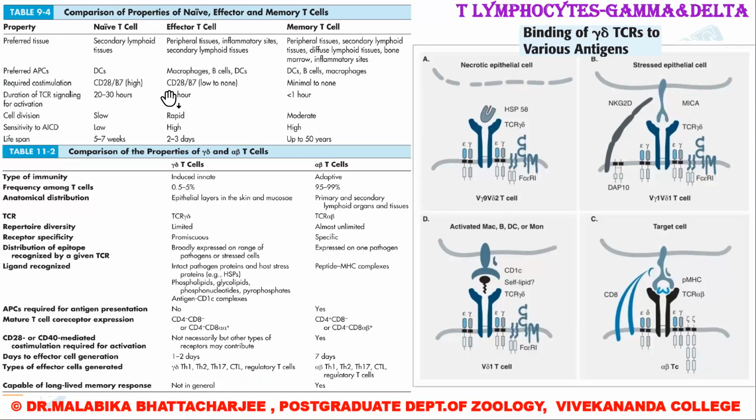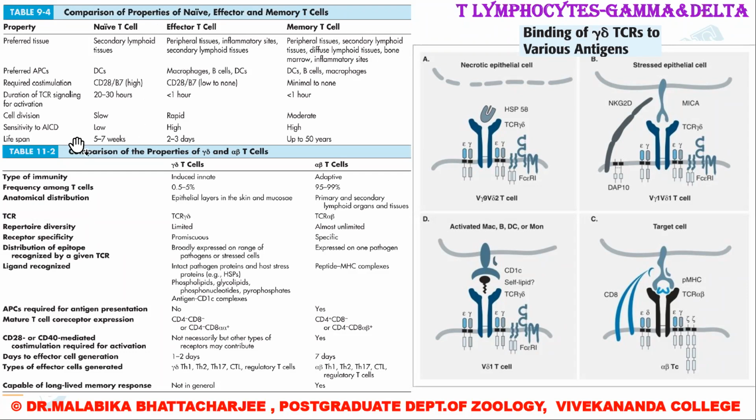functional and anatomical dissection of the naive T cell, the effector T cell, and the memory T cell. A point to be mentioned is that the naive T cell is found only in the secondary lymphoid tissue, while the effector T cells are found in the peripheral tissue. In fact, the effector T cells are also found in the secondary lymphoid tissue. So this is a point to be mentioned.